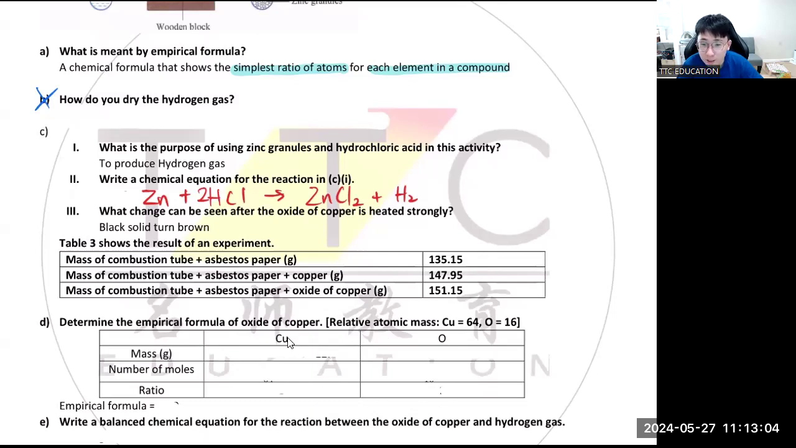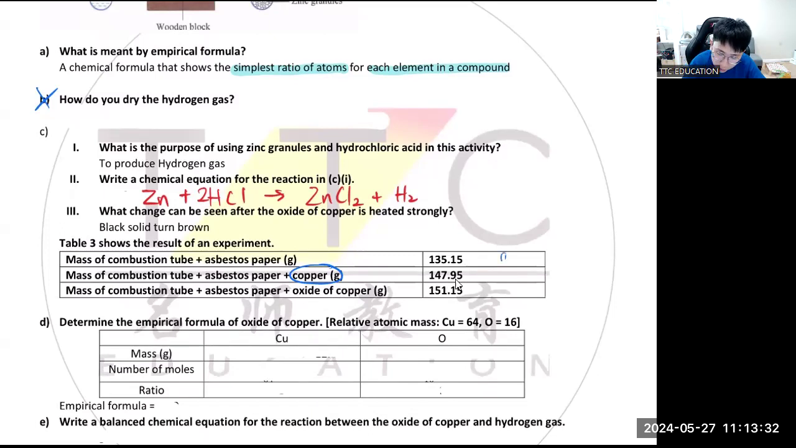So how to get the mass? Because if you want the empirical formula, you are supposed to find the specific mass for every atom. Let's say here we have copper oxide. You look for the mass of just copper and also the mass of just oxygen. If I want the mass of copper, I need to minus off the mass of the combustion tube and also the mass of the asbestos paper. So I can take 147.95.